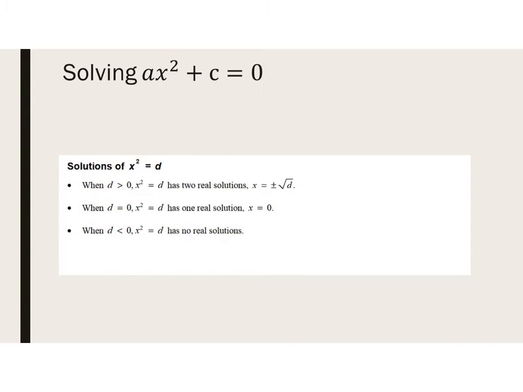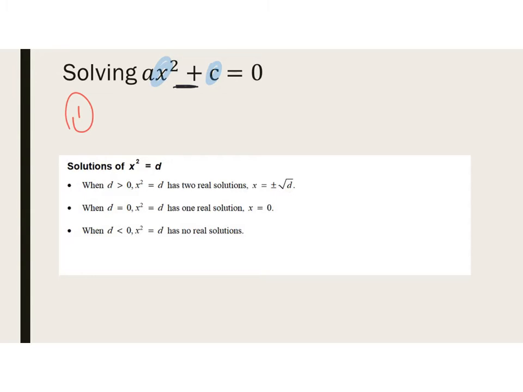You can only solve using square roots when there's no x term. Notice we have an x squared term and we have a constant term, but there's no x term in the middle. So if you have that, no x, then you may solve using square roots.